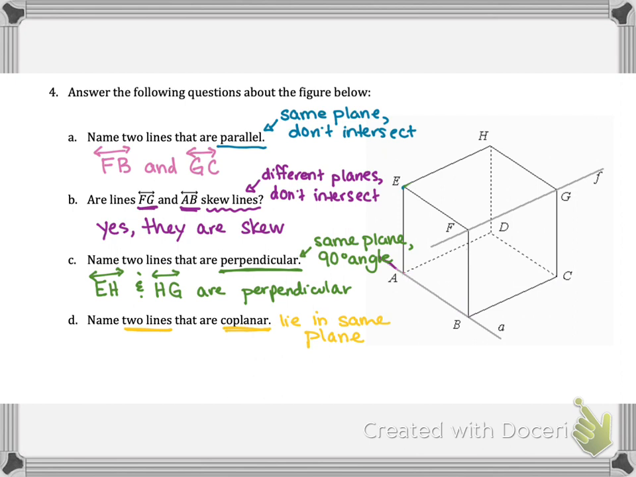Okay? So let's take a look at the top of the box. So EH and EF are coplanar. Okay, and right again on the top of the box, I can go back over here and say EH is coplanar with FG.